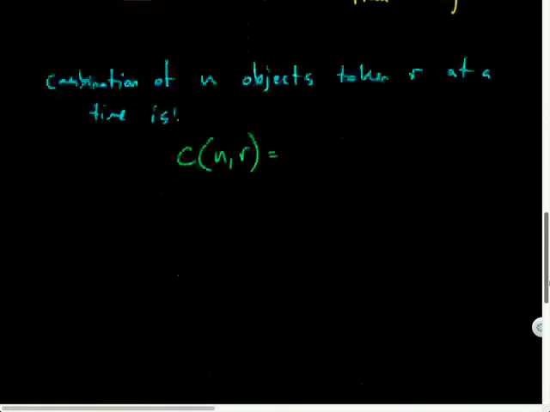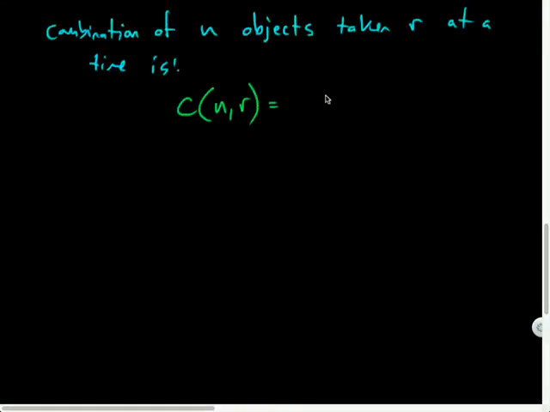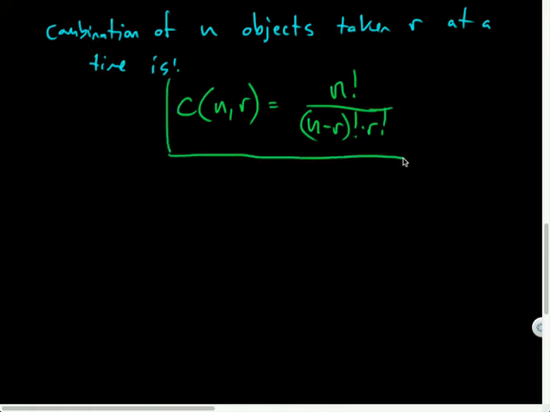So I'll write it for real down here. This is going to be n factorial over n minus r factorial times r factorial. So that's the idea.